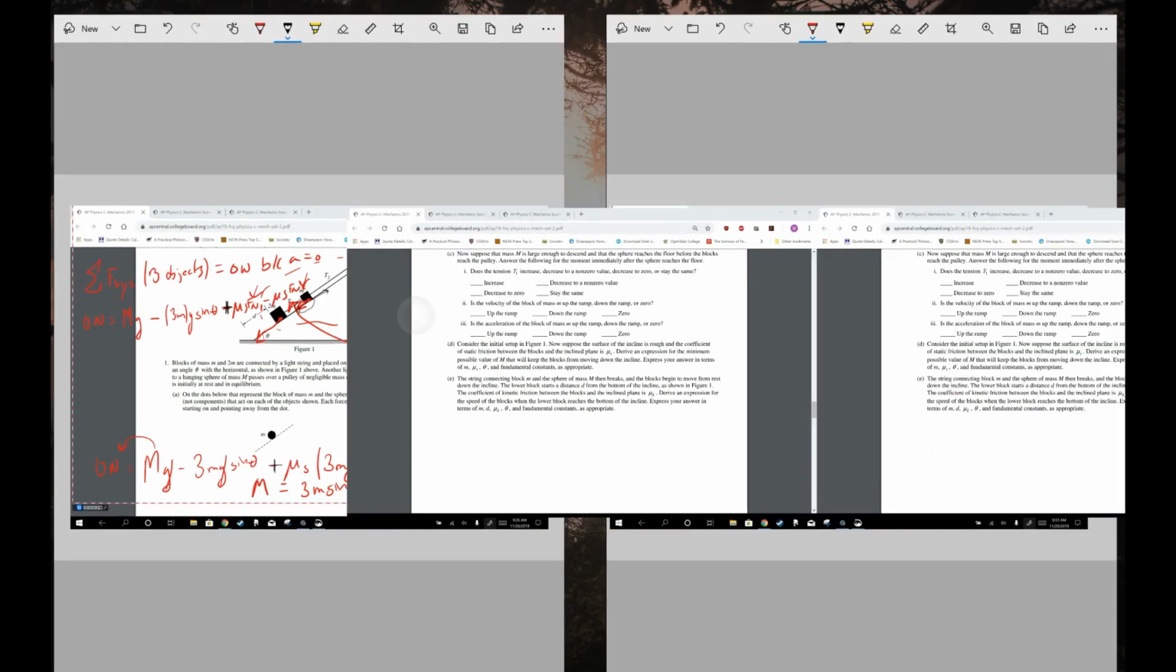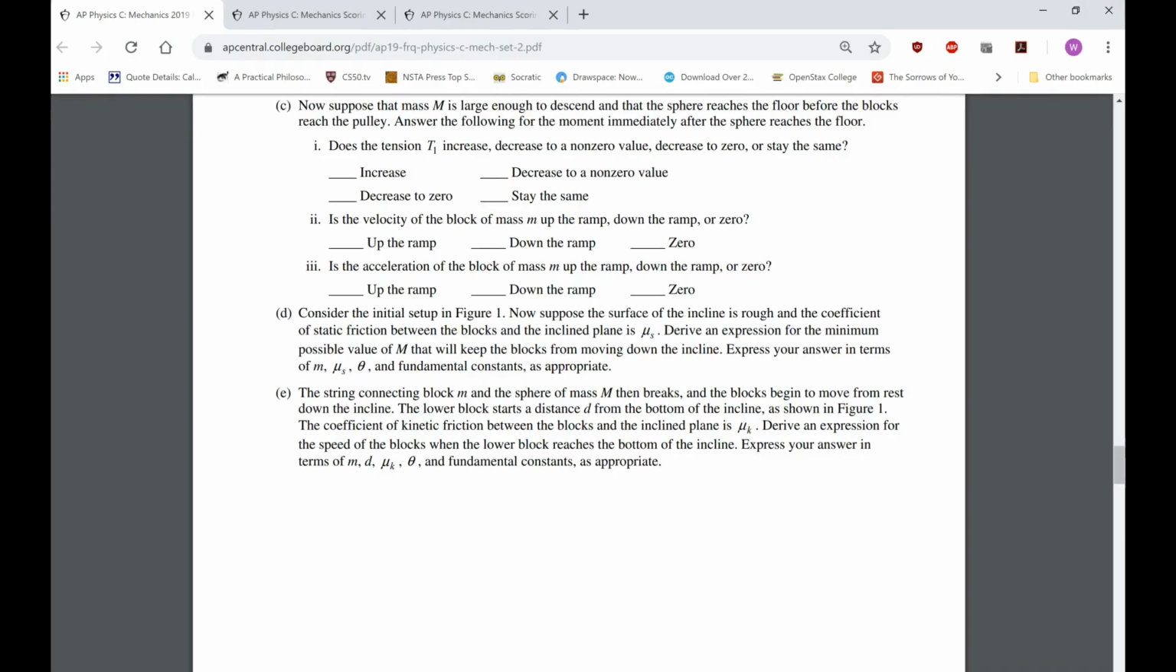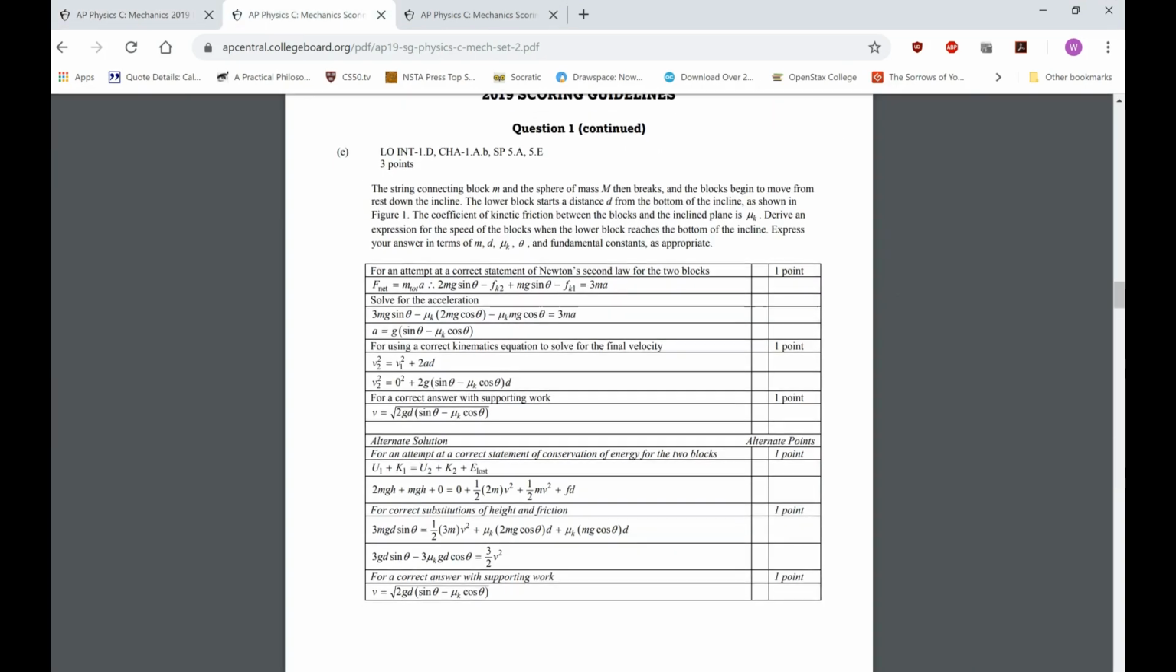It's the hardest thing about this exam, I would say, is that usually I find my students, and you all might find this too, know their stuff, but just don't have enough time to show it. So the first point is for finding the acceleration. The second is for using a correct kinematics equation. And the third is for a correct answer where you would substitute all of that together.